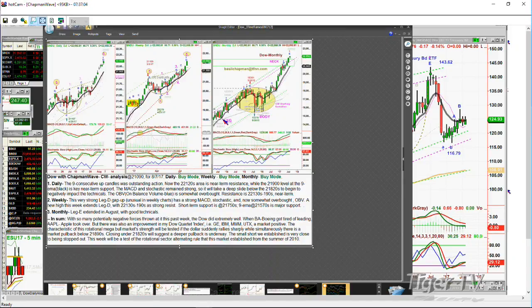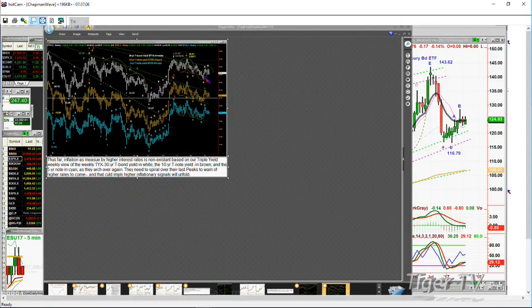I show the triple yield chart. Look at this. The white is the 30-year. Every week I show this. There's a weekly chart, 30-year yield. Look at those arches coming down in a channel, a down channel. This is the 10-year yield, the brown. Look at the light blue, the cyan. That's the 5-year. Lower lows and lower highs. That's the theme so far. We'll see how long that can take.